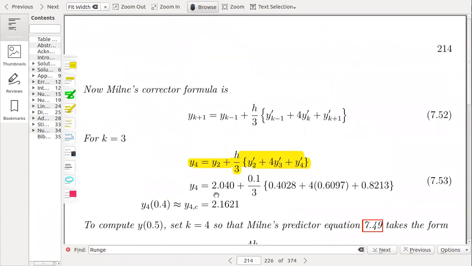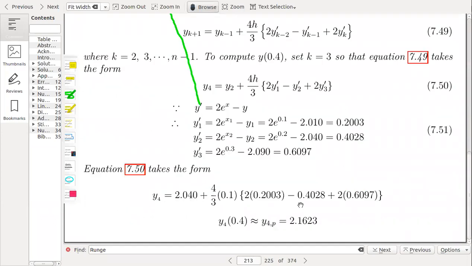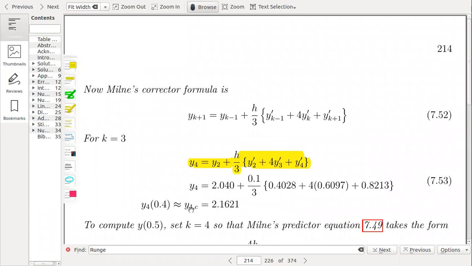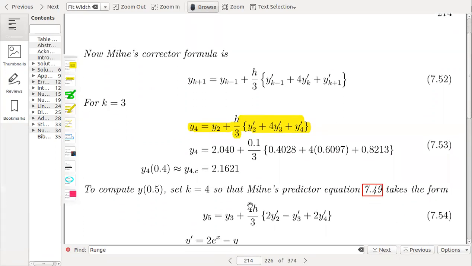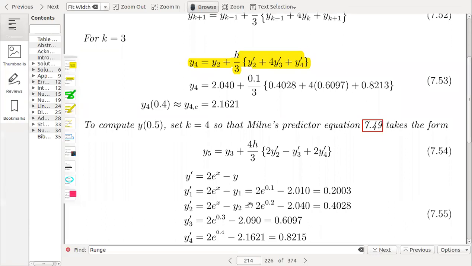And the corrector value is 2.1621. So there is a little bit of improvement. It means this corrector value is more accurate than the predictor value. And the predictor value can be used as a rough guess.